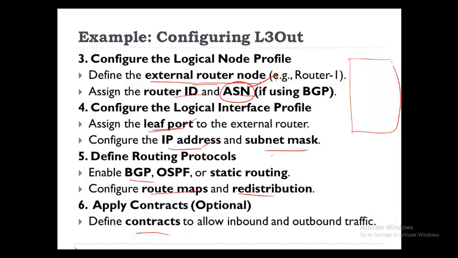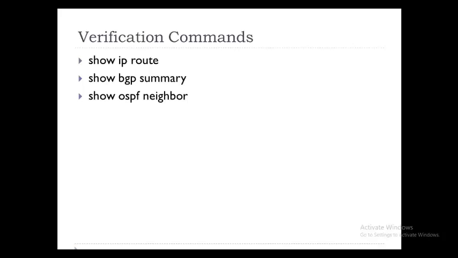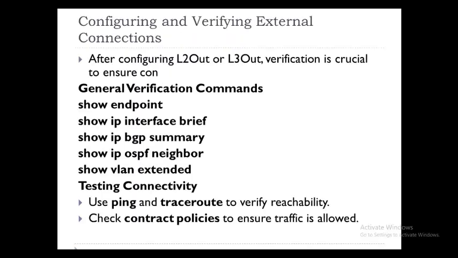Right, these are some commands that you can type and see whether it is running on the leaf, that particular leaf where you enabled the leaf port, you can go and check this. So a few more verification commands. Show endpoints, show IP interface brief, show IP BGP summary. That's going to show you the neighborship, BGP neighbor, OSPF neighbor, VLAN extended, that is for layer 2. Testing, you can ping and test, trace route and test.